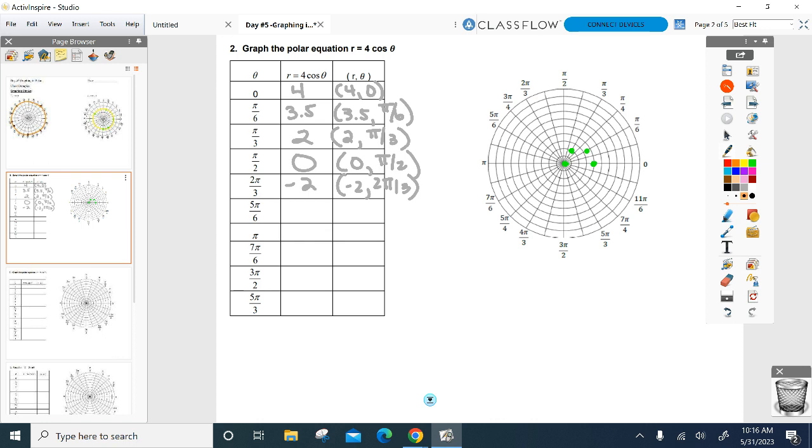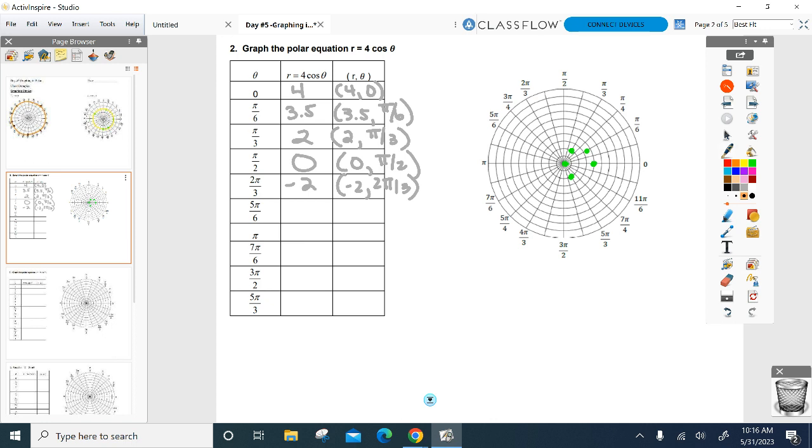So 2 pi over 3, it actually should go on... I can never do this visually. What's that across from? 5 pi over 3? Yeah. It's across from 5 pi over 3, right? So that's where my 2 should be going. Next one is 11. Watch out for the negative R value. And then eventually here, you guys are going to start noticing something.